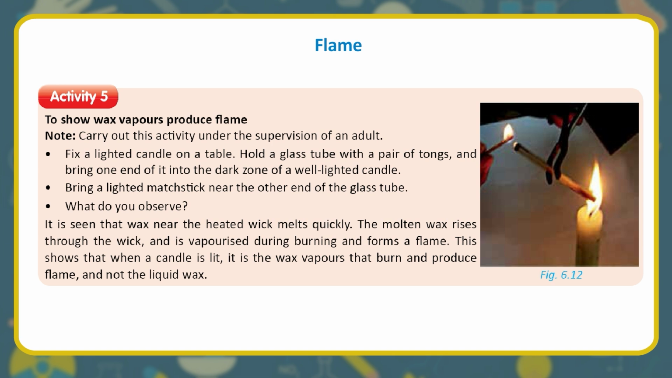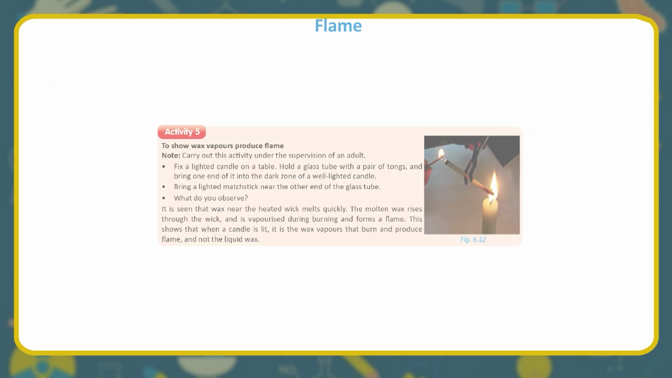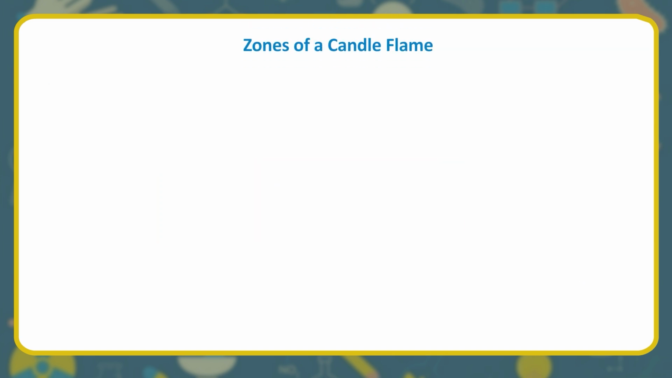What do you observe? It is seen that wax near the heated wick melts quickly. The molten wax rises through the wick and is vaporized during burning and forms a flame. This shows that when a candle is lit, it is the wax vapors that burn and produce flame, and not the liquid wax. Zones of a candle flame.